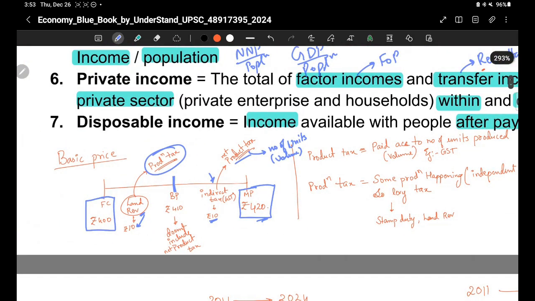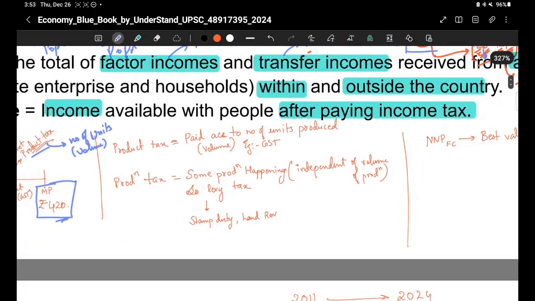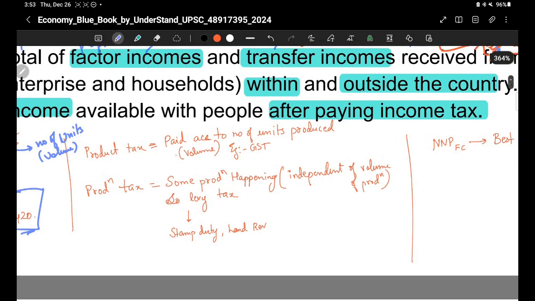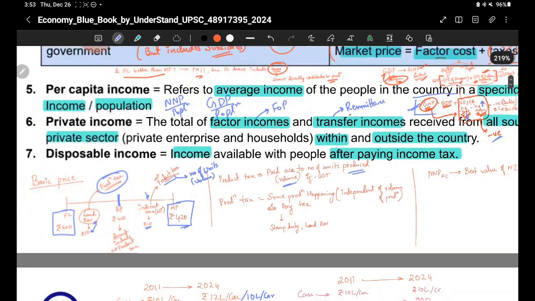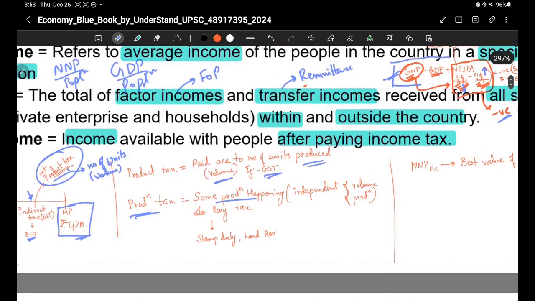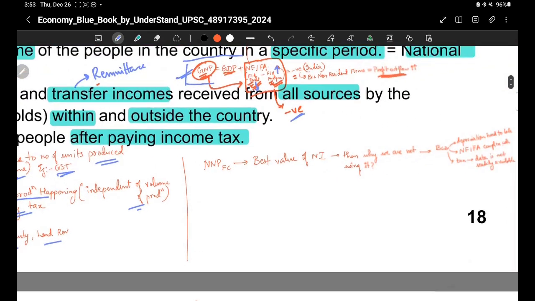That's all about basic price. I told you about product tax, which is paid according to the number of units produced, for example GST. Then production tax is levied only when some production is happening. It is independent of the volume of production, like stamp duty and land revenue.